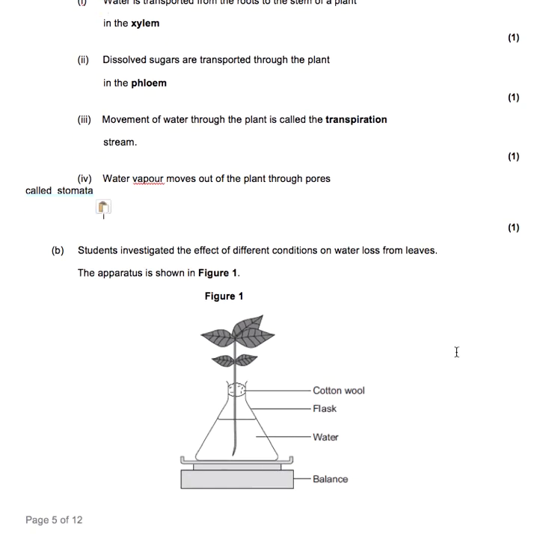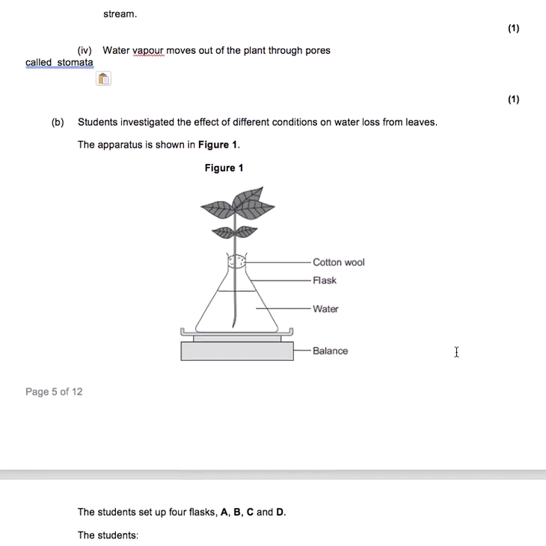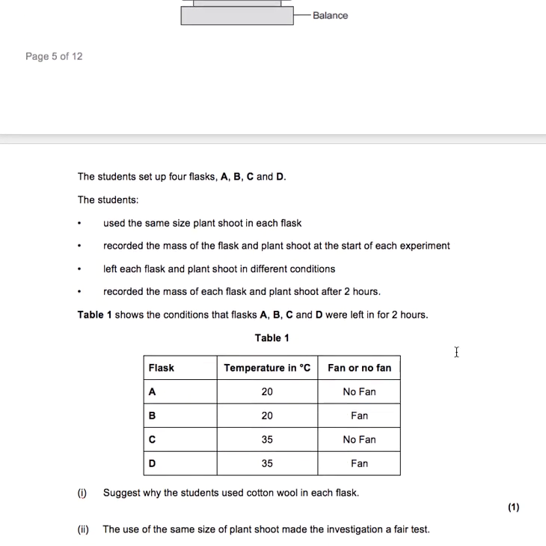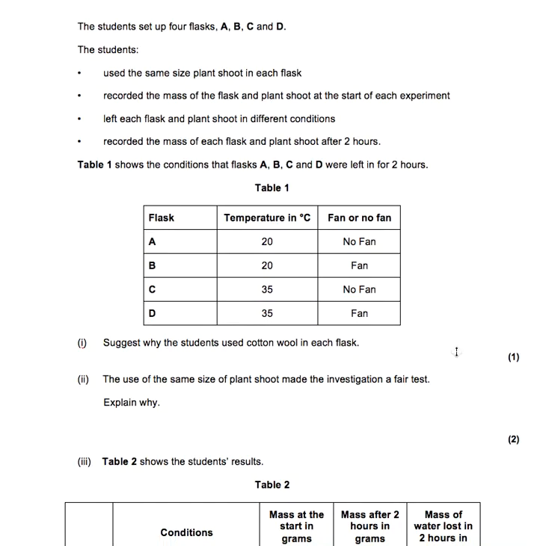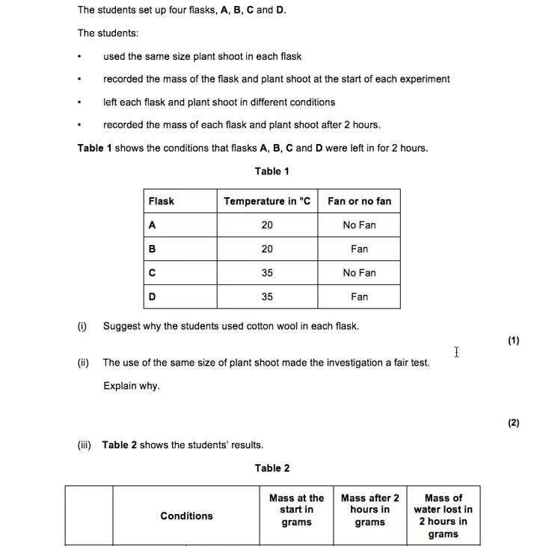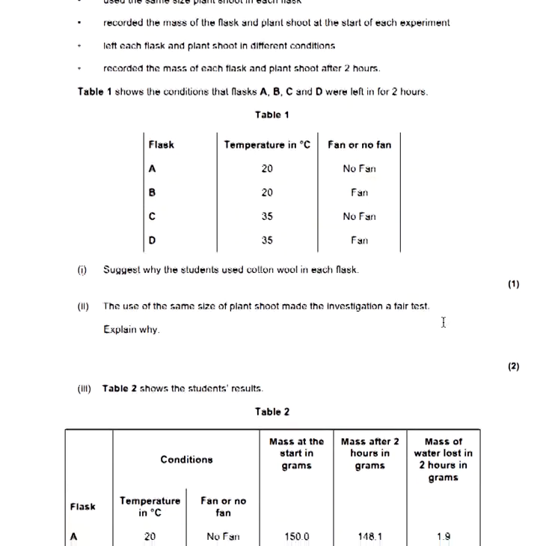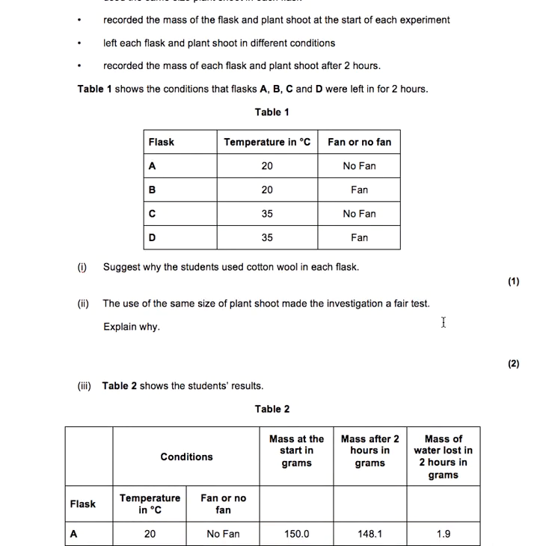Students investigated the effects of different conditions on water loss from leaves. The apparatus is shown in figure 1. Students set up 4 flasks A, B, C, and D. Used the same size of plant shoot. Recorded the mass of the flask and plant shoot at the start. Left each of them in different conditions. Recorded the mass of each flask and plant shoot after 2 hours. Table 1 shows the conditions that A, B, C, and D were left in. So A and B had the same temperature. C and D had a different but the same temperature as each other. So the difference between A and B was the use of a fan. The difference between C and D was the use of a fan.